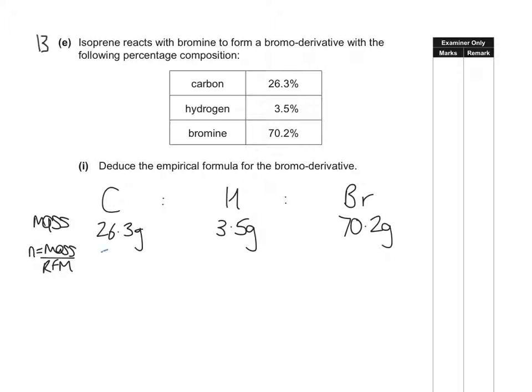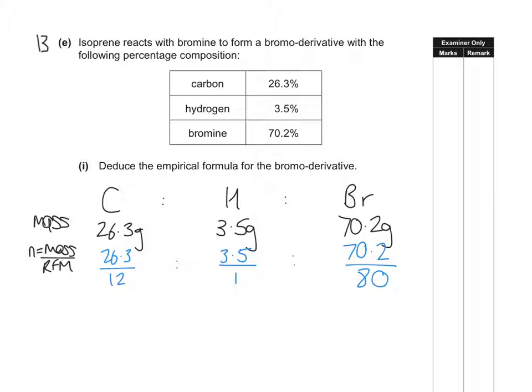Okay, so for carbon that's going to be 26.3 over 12. For hydrogen that's going to be 3.5 over 1. Now notice we just do it over the relative atomic mass of hydrogen and not of the molecule of hydrogen, which would be H2. We don't use that because it's hydrogen as part of the isoprene molecule, and so you may only have one hydrogen atom in that. It's not hydrogen as the diatomic molecule itself.